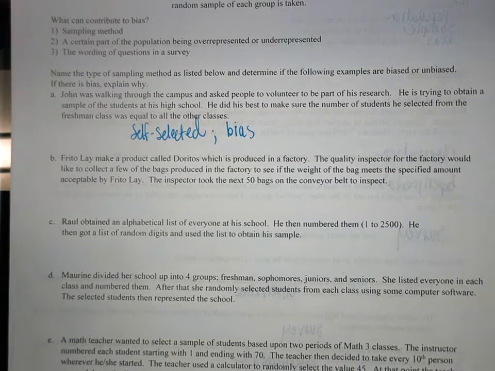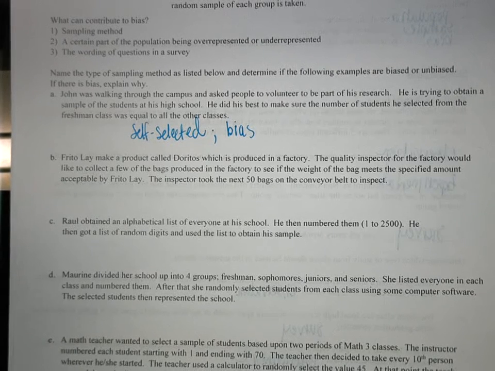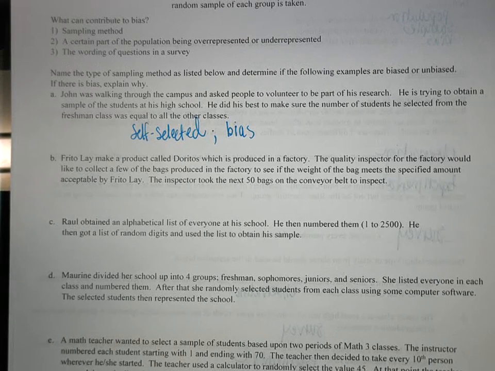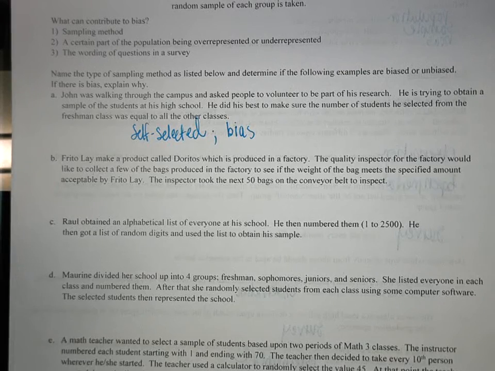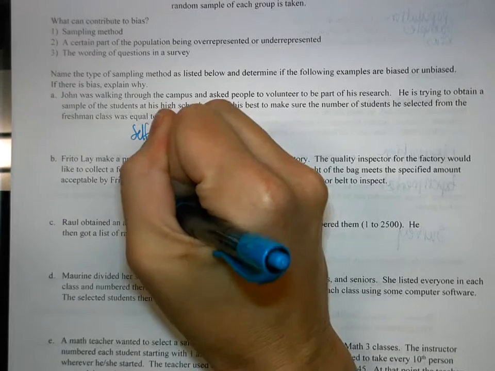Okay, B. Frito-Lay makes a product called Doritos, which is produced in a factory. The quality inspectors for the factory would like to collect a few of the bags produced in the factory to see if the weight of the bag meets the specific amount acceptable by Frito-Lay. The inspector took the next 50 bags on the conveyor belt to inspect. What type of sample do you think that one is? Convenience. Convenience is correct.